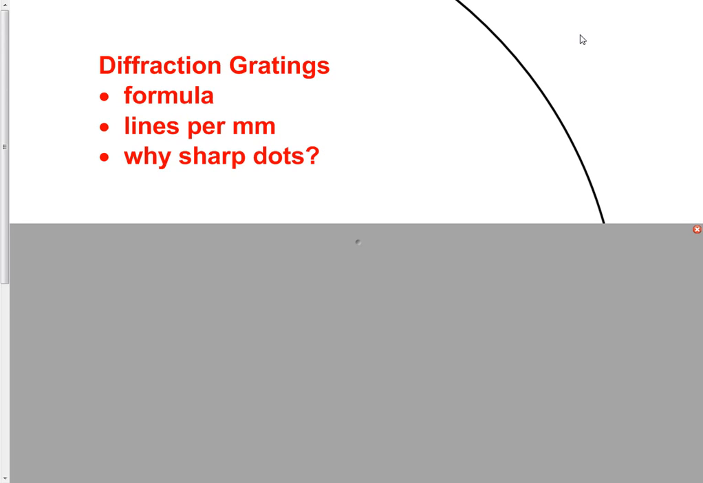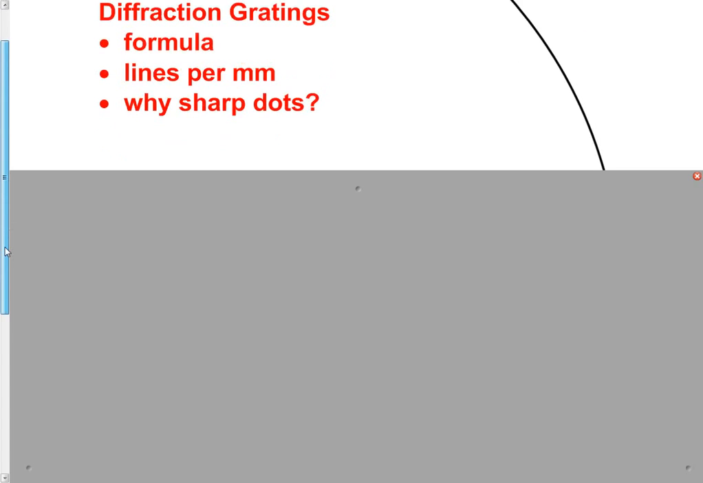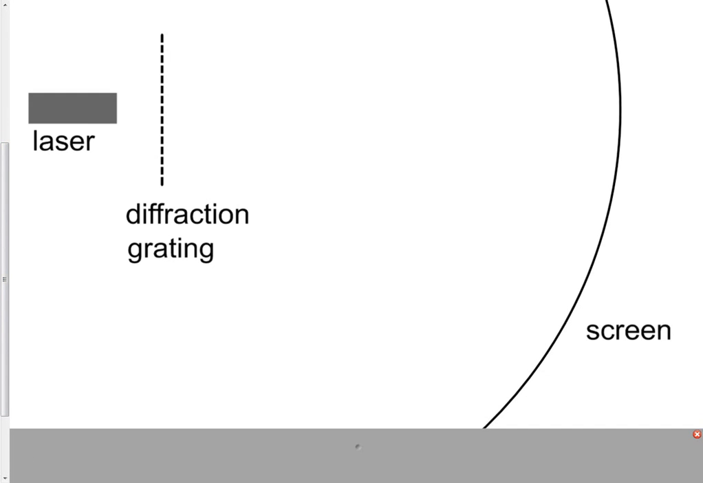in between them. I'm assuming that you've seen the pattern produced by a diffraction grating. If not, I'll link to a video which shows the pattern, so you know what we're talking about here. So a diffraction grating is basically like a single slit or a double slit, except it's just lots and lots and lots and lots of slits.